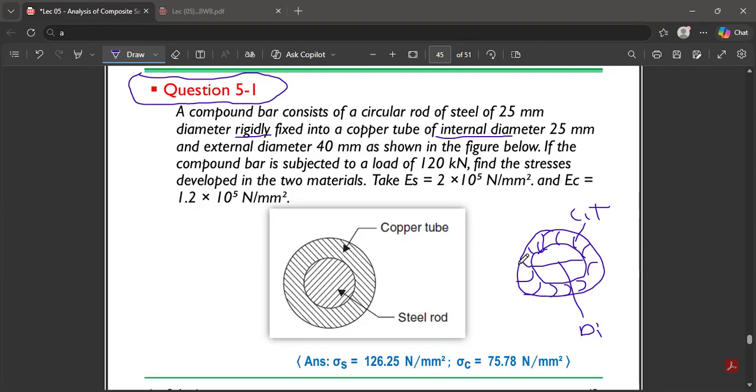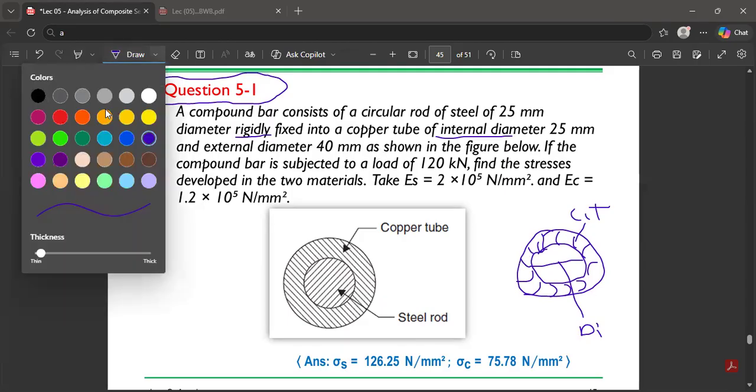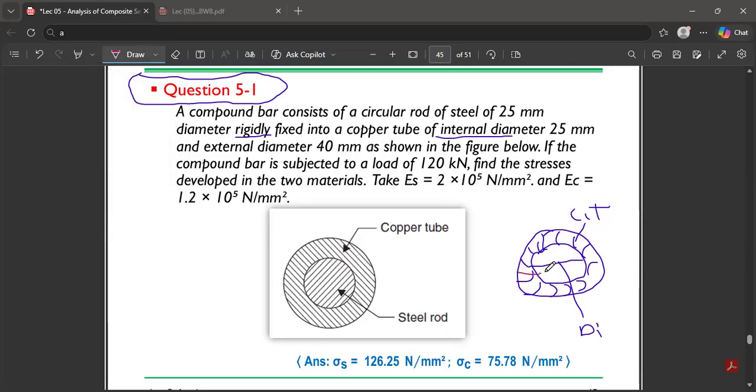And then the bigger diameter, let me use a different pen to denote that. The bigger diameter is the end of one circumference to the other circumference of the bigger circle. This is the external diameter, so if I write D, it means the external diameter. The inner diameter is 25 and the external diameter is 40 millimeter, as shown in the figure below.